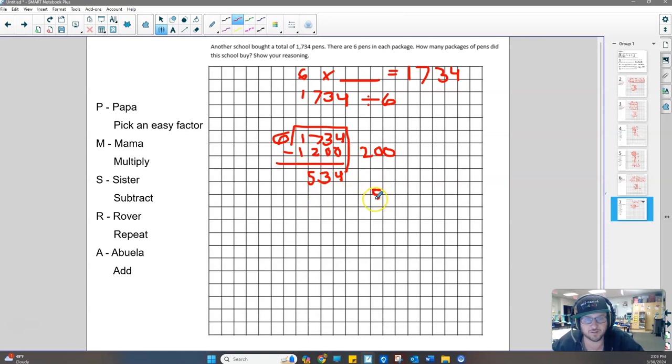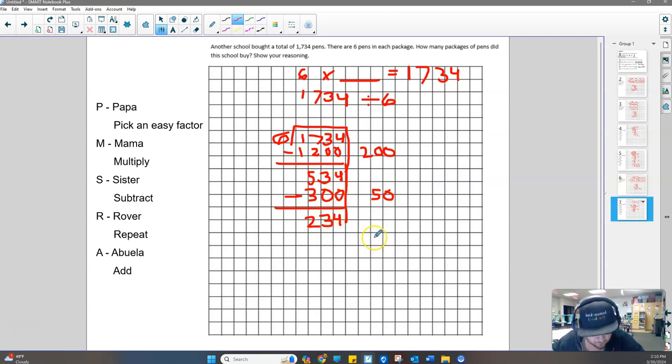If I Rover repeat and pick another easy factor, I could do 50. 6 times 5 is 30. Mr. 10 throws his ring. So just one ring comes onto there. That becomes 300. Sister tells me to subtract. We're just going to follow down these steps because Rover just tells us to repeat until we're at 0 or near 0. 4 take away 0 is 4. 3 take away 0 is 3. 5 take away 3 is 2. Now I can't do another 50 because that's too much.